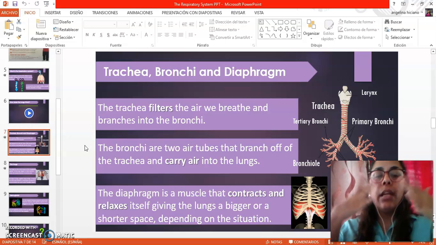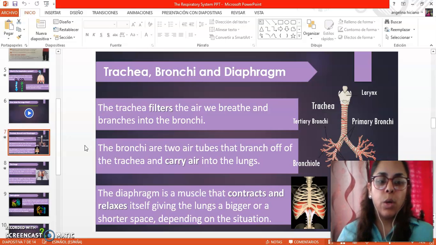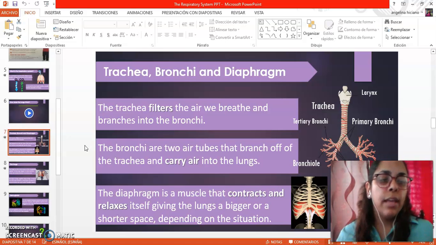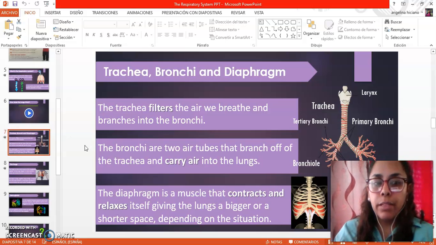When we inhale, when we get air into our nose, they need space to expand to get all of that air. So if they don't have enough space, they won't be able to expand. Okay? And we're going to be learning later what happens when the lungs are not able to expand.